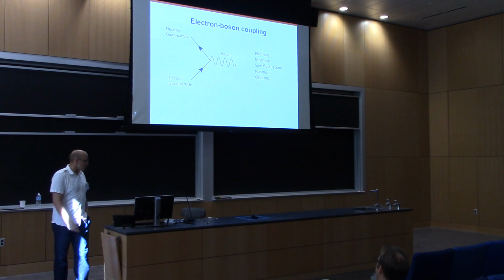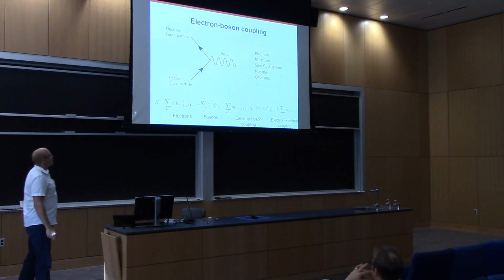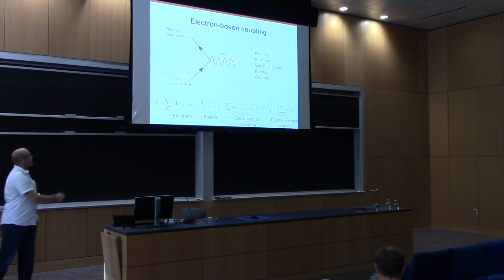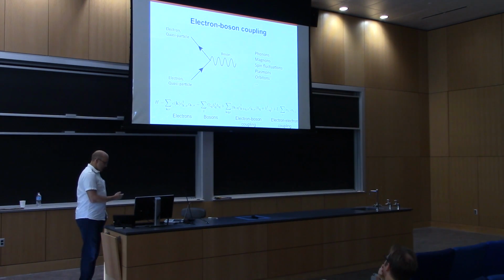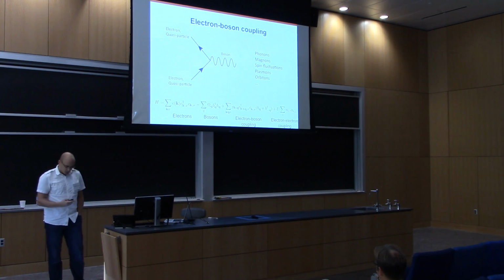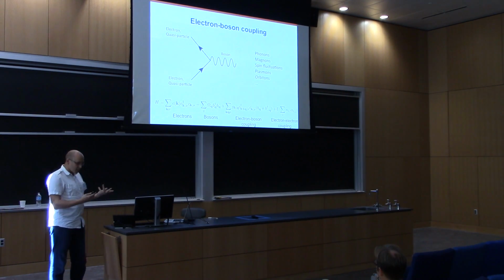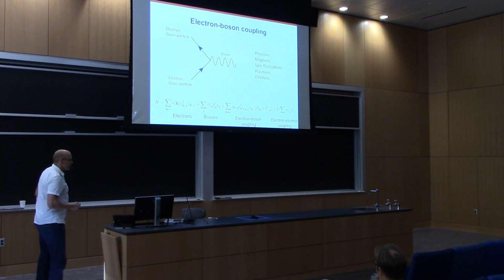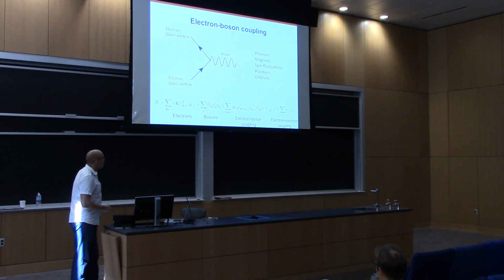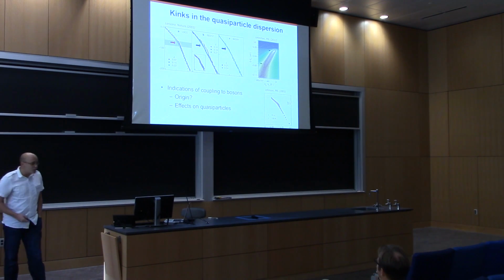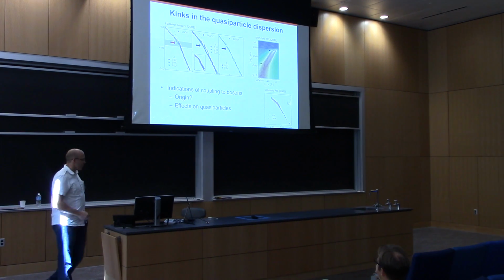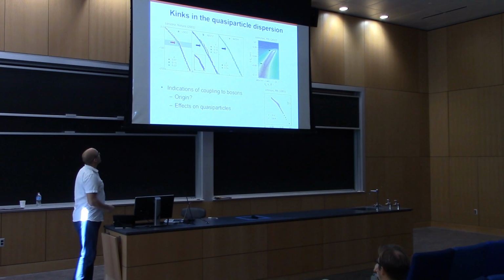I'm going to focus on sort of a generic model which includes everything. We've got some electrons, we've got some bosons, they couple together, and the electrons might interact amongst themselves as well through the Coulomb interaction. And when you put these together, depending on the material, you get a couple different types of physics. One thing you get is when you have a strongly interacting boson, you get kinks in the quasi-particle dispersion. Jim talked about this a little bit earlier.